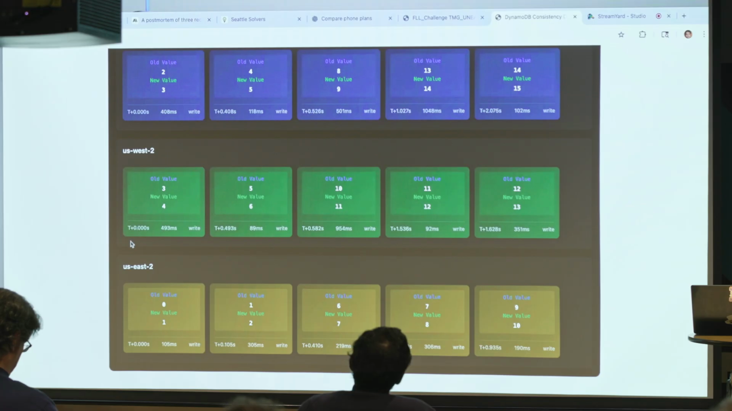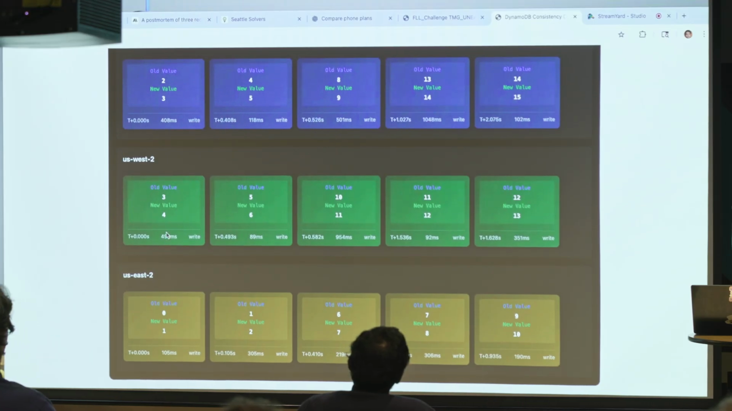And as you can see, the counter value is now 15 because I incremented the counter 5 times from each of the regions. The first update was in US East 2, 0 to 1. The second update was again in US East 2, but then US East 1 got its update through. But it took quite some time. It took around 408 milliseconds.